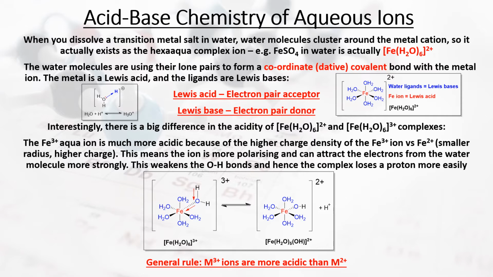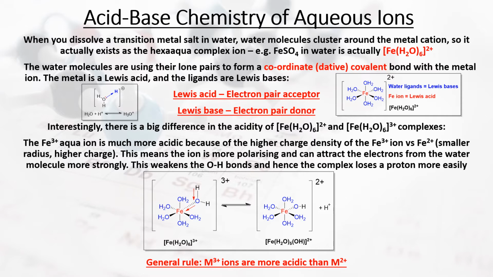Now what this actually means is you can think of your electron density being a little bit the opposite to electronegativity. In this case we have our iron atom pulling the electron density, attracting the electrons from the water molecule towards it. And it does this more strongly than the 2+ ion does. And so by pulling the electrons away from the oxygen, it also pulls the electrons away from that OH bond. And so it makes that OH bond weaker.